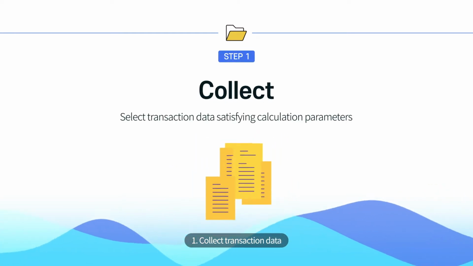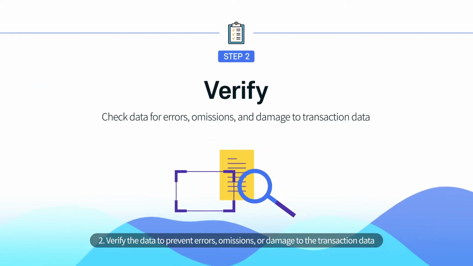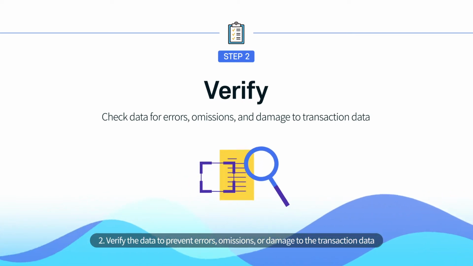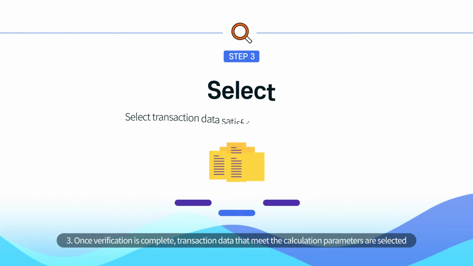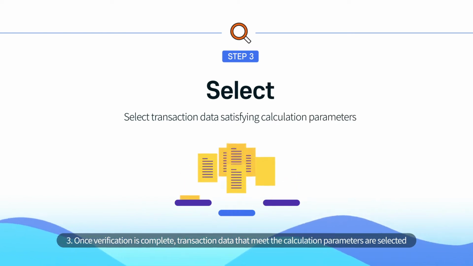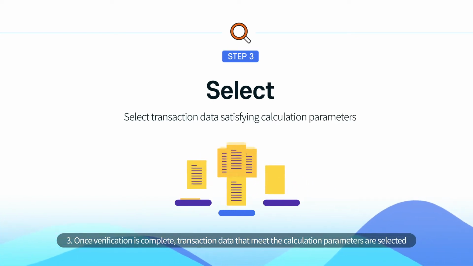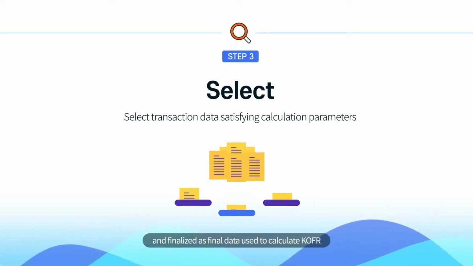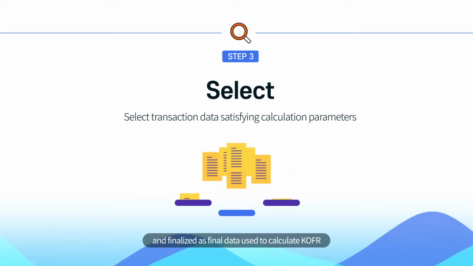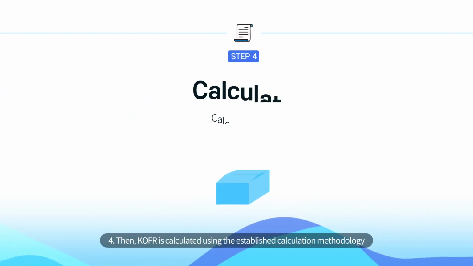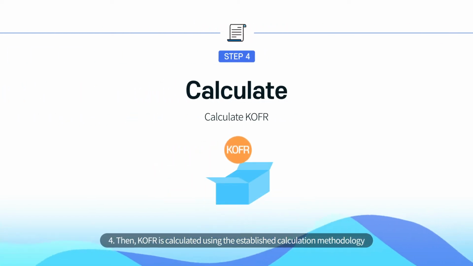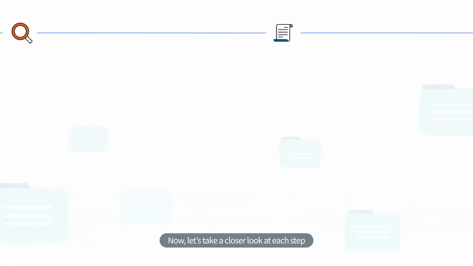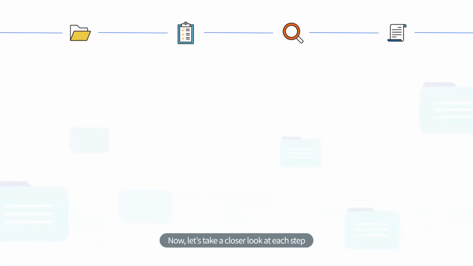1. Collect transaction data. 2. Verify the data to prevent errors, omissions, or damage to the transaction data. 3. Once verification is complete, transaction data that meet the calculation parameters are selected and finalized as final data used to calculate KOFR. 4. Then, KOFR is calculated using the established calculation methodology. Now, let's take a closer look at each step.